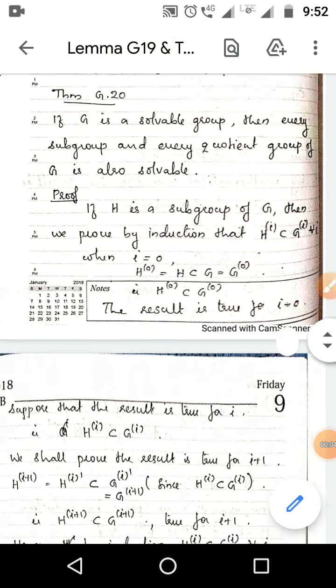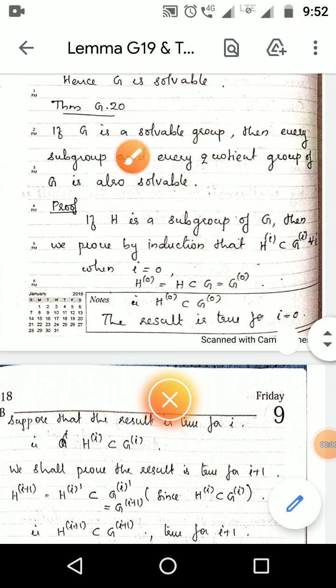Theorem G20. If G is a solvable group, then every subgroup and every quotient group of G is also solvable. So we are given a solvable group G, and we have to prove that every subgroup of G is solvable and every quotient group of G is also solvable.